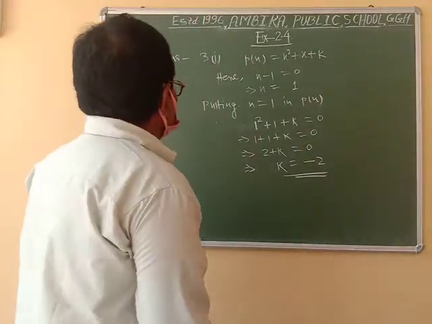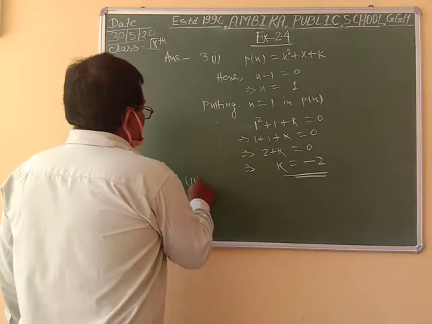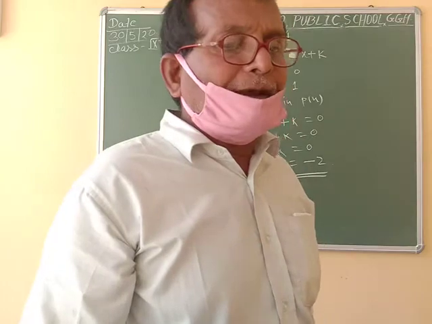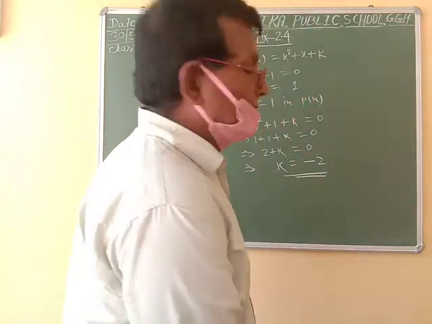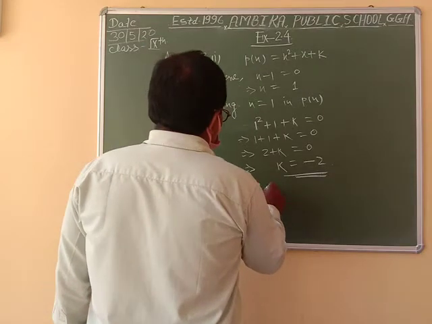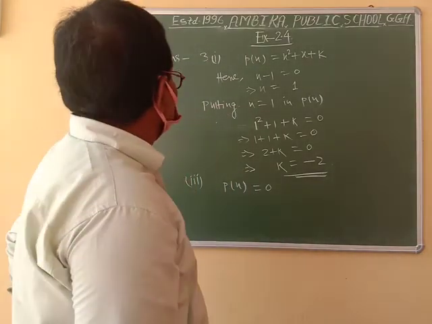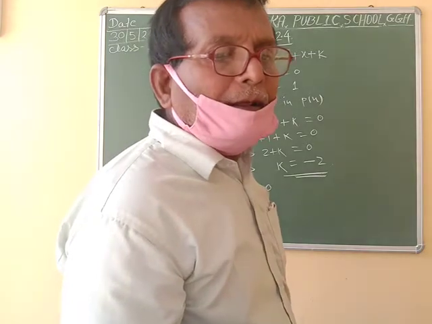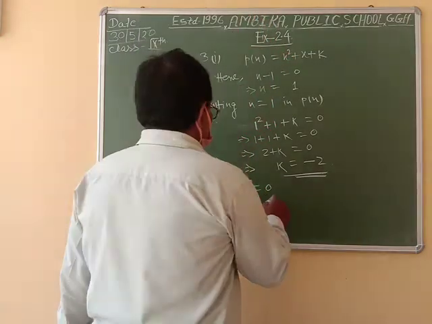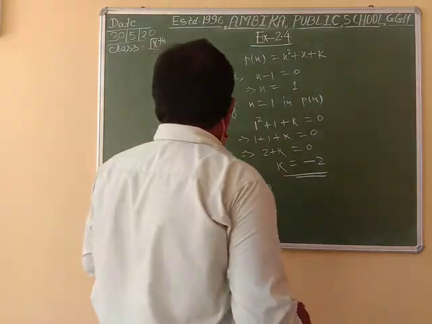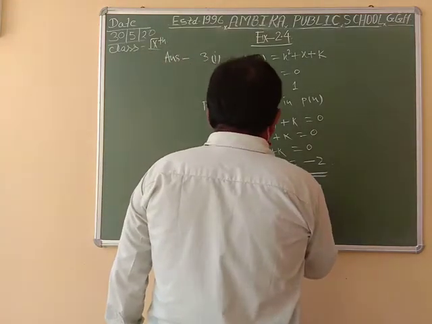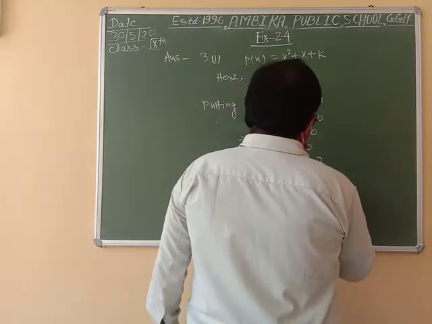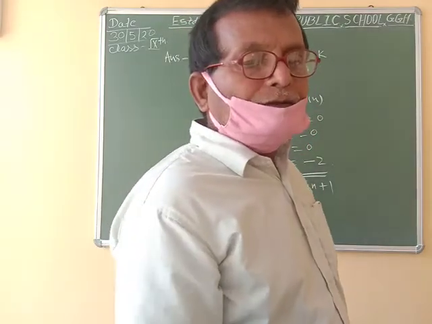One more question, part 3 of this, 3 number of 3. x minus 1 is a factor of p(x) equals kx square minus root 2 x plus 1. p(x) equals kx square minus root 2 x plus 1.